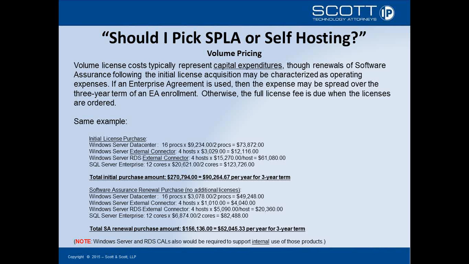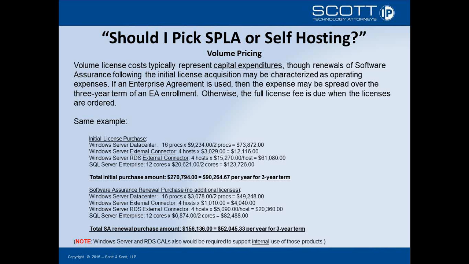If you're purchasing these licenses under something like an enterprise agreement, the amounts that you pay already would be annualized. There would be a total purchase amount for the 3-year term of the enrollment under the EA. So this would be more or less consistent with what we would expect to see in terms of the overall purchase amount and then how that translates on an annual basis.